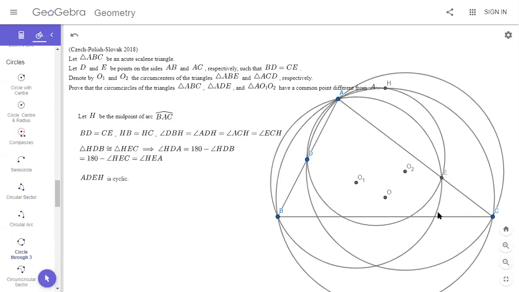And then we want to show AO1O2H is cyclic. We know O lies on the perpendicular bisector of AH. If we can show it's also on the perpendicular bisector of O1O2, that would solve it. So we want to show AOO1 is similar to BEC, as you mentioned. So yeah, I'm just thinking how to do the angle chase here.